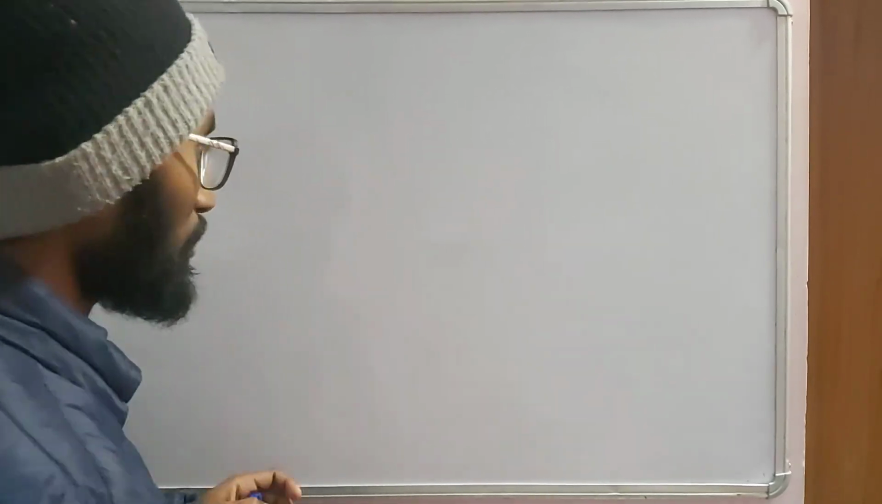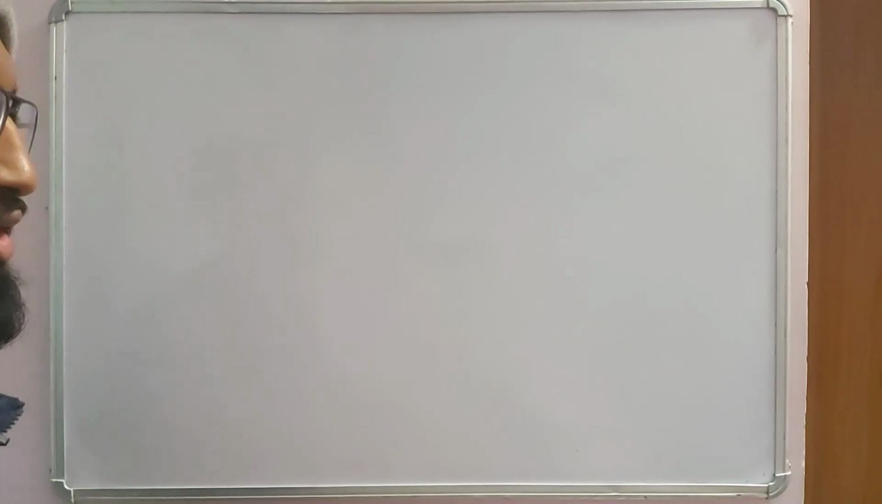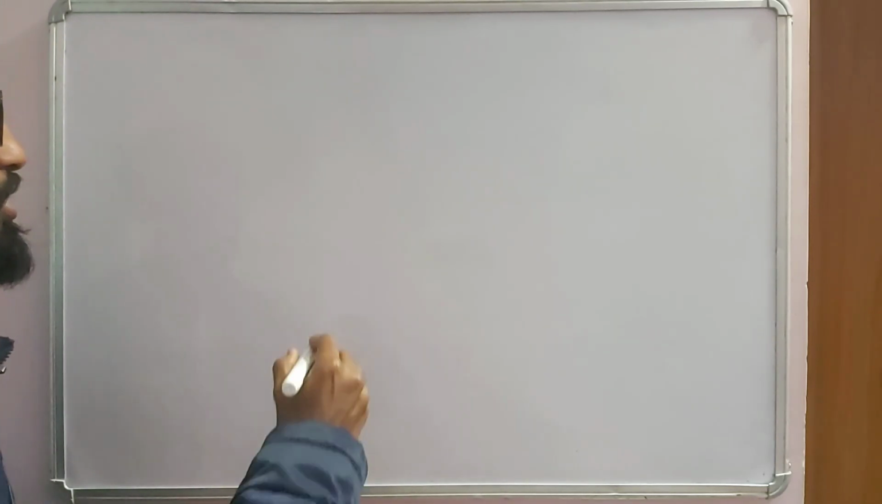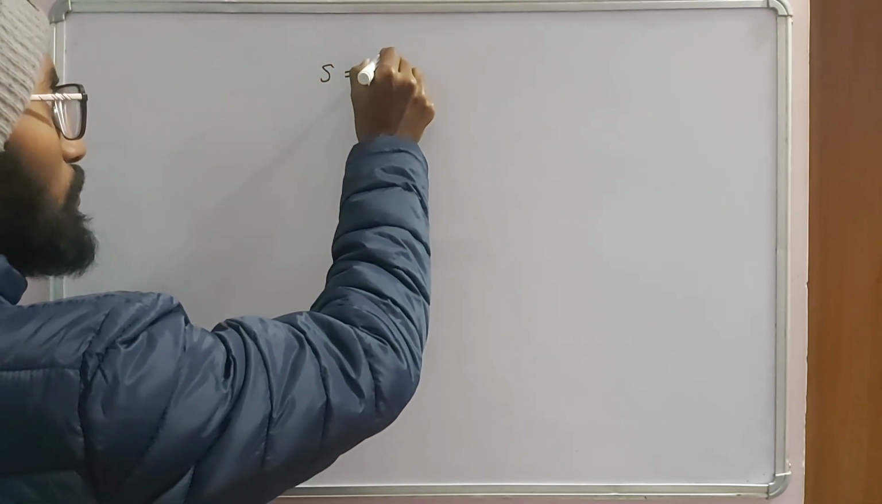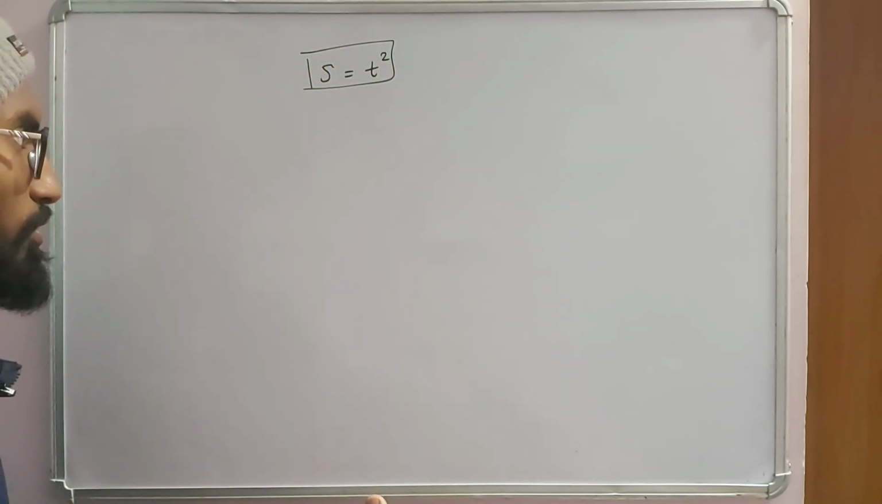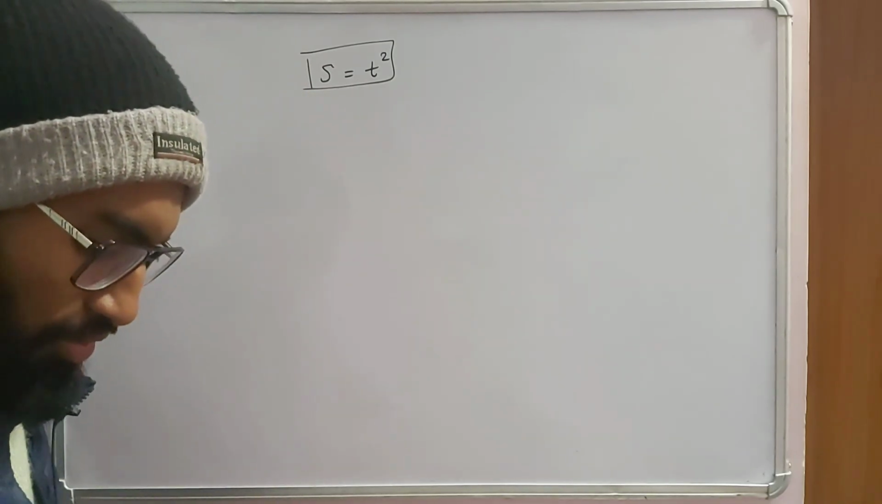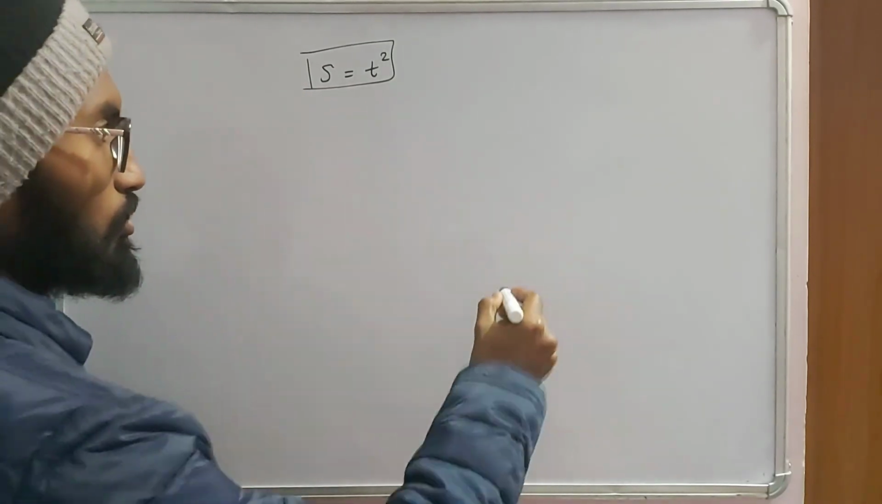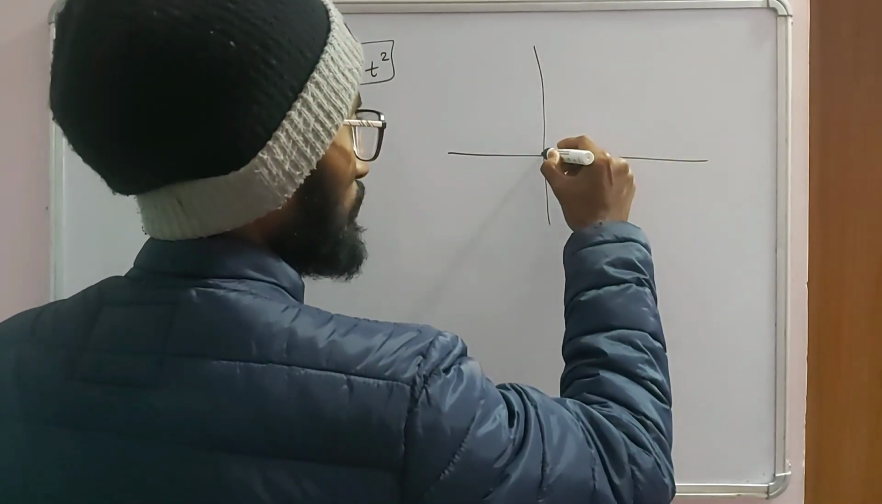So to further explain the concept of average speed and average velocity, and how the formula for instantaneous velocity came out to be the derivative of s with respect to t, we will consider a simple example of s equal to t square. This is the relation between distance and time, which is given as s equal to t square, which is nothing but a parabolic equation. So if you plot its graph, it will come out to be like this.